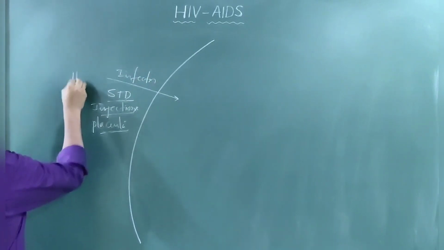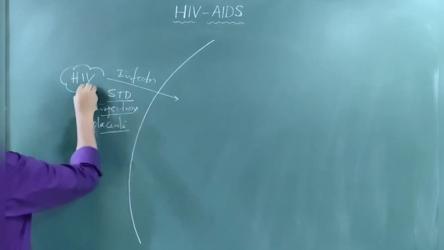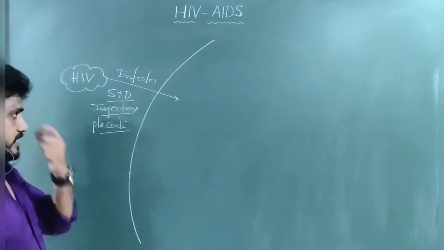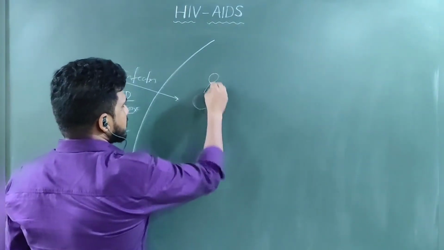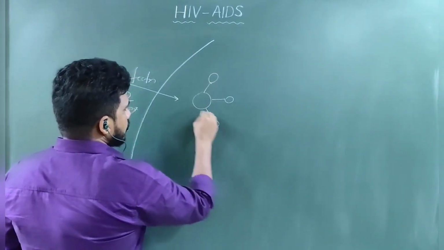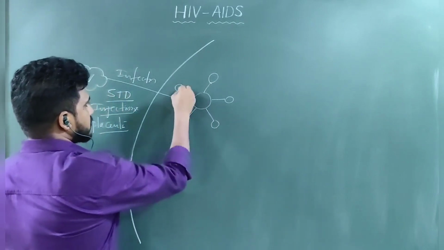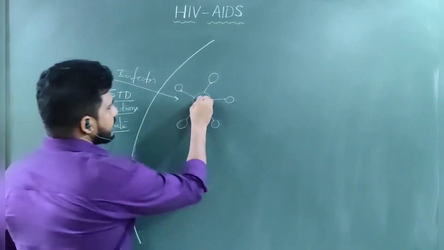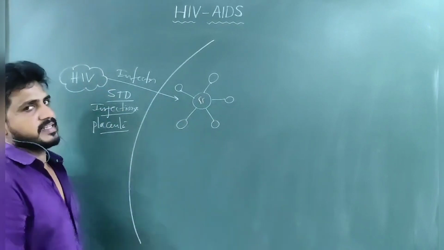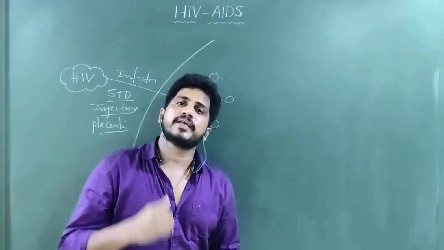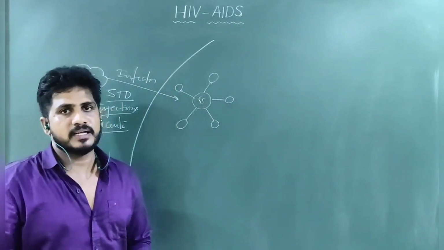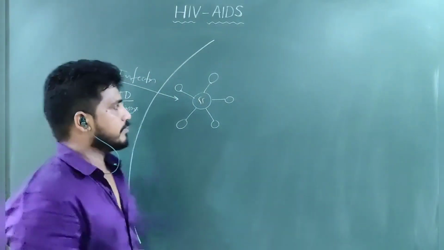So this is the HIV virus. The structure you have already seen. Imagine that HIV: once it comes, it has GP120 receptors. The main receptors are GP120, and inside it has a single stranded RNA as well as 3 enzymes. What are the enzymes present in the HIV virus? Integrase, reverse transcriptase, and protease. The main enzyme is reverse transcriptase.